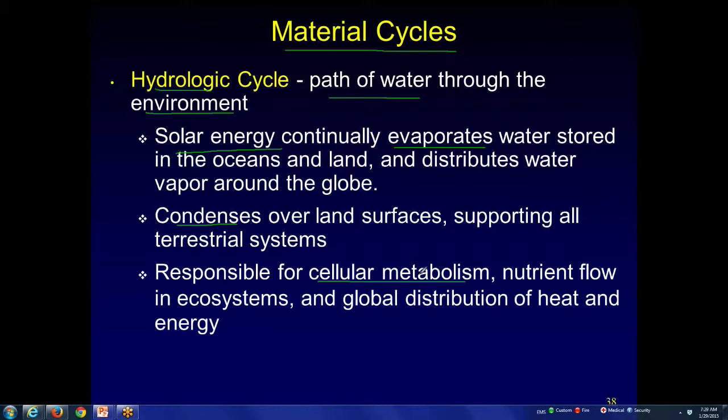If you ever take a chemistry class, when you do a chemical reaction, you almost always dissolve the substance first in water and then dissolve the other substance in water, and then you combine them together and then the reaction occurs. Nutrient flow in ecosystems. Water is going to carry a lot of nutrients and be responsible for a lot of the flow of nutrients like nitrogen and carbon. And also water is very important in the global distribution of heat.